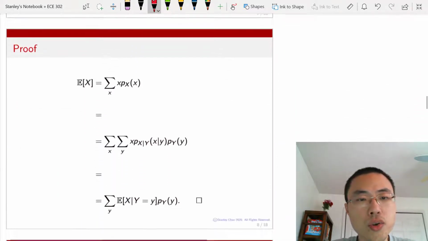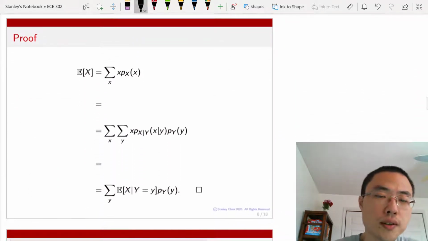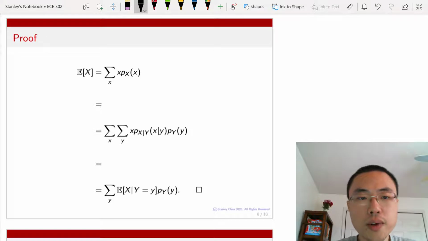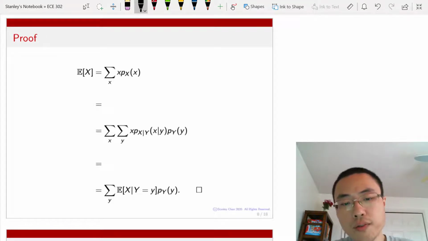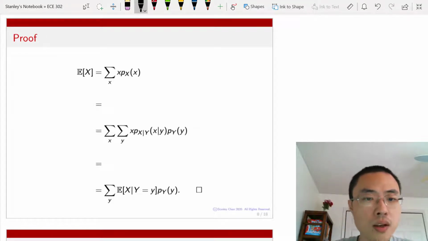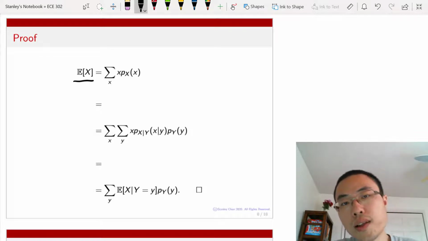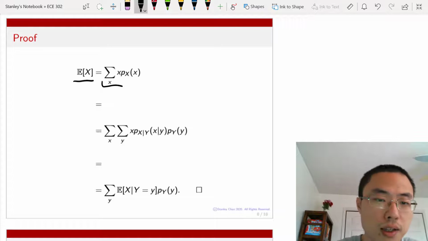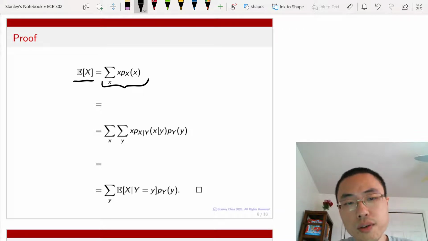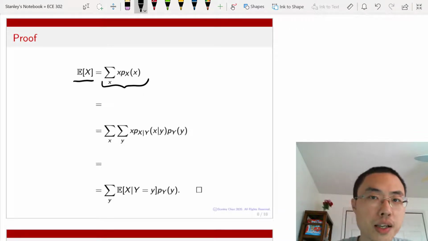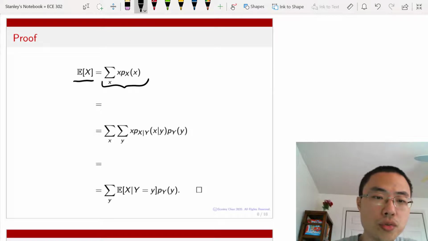All right, so how do we prove this law of total expectation? It actually turns out to be fairly easy to prove. Here is the expectation of X, which is the ultimate thing that we want. I can define it as the summation of x times p_X(x). Now we look at this. This has nothing about Y, and so we're going to introduce something about Y.